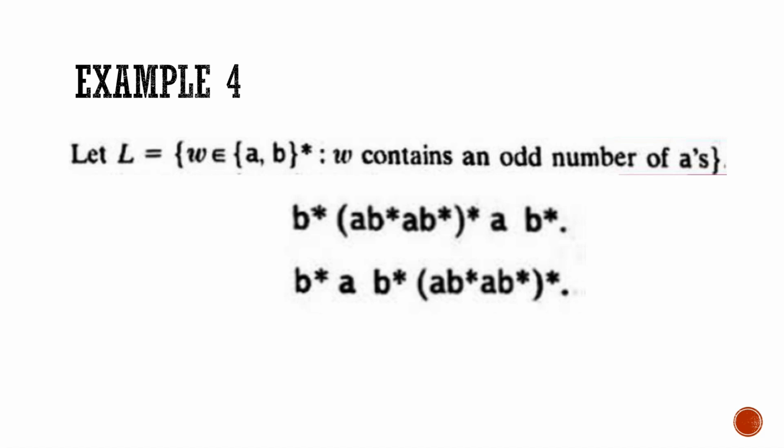This whole thing I will put in the star. It means the A's will come in pairs, then I can have a single A, then B's can be of any number. Even this is possible. Or in the beginning only I can have the odd, then the next can be even. Even this is also possible. Right? This is for the case of an odd number of A's.